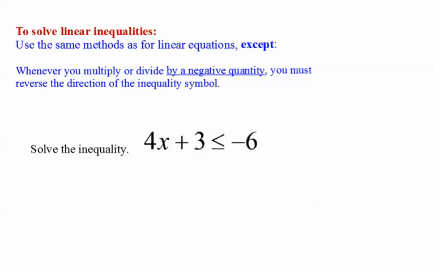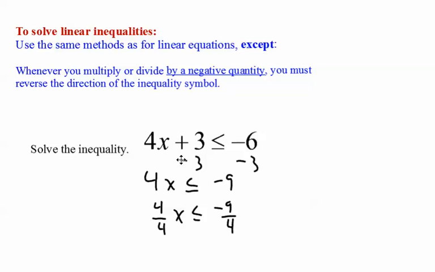The first problem says 4x plus 3 is less than or equal to negative 6. So what I'm going to do is I'm just going to go ahead and subtract 3, and I get 4x is less than or equal to negative 9. And then I'm going to go ahead and divide both sides by 4. Now since I divided both sides by 4, I don't have to change the direction of my inequality sign. So I have x is less than or equal to negative 9 fourths.